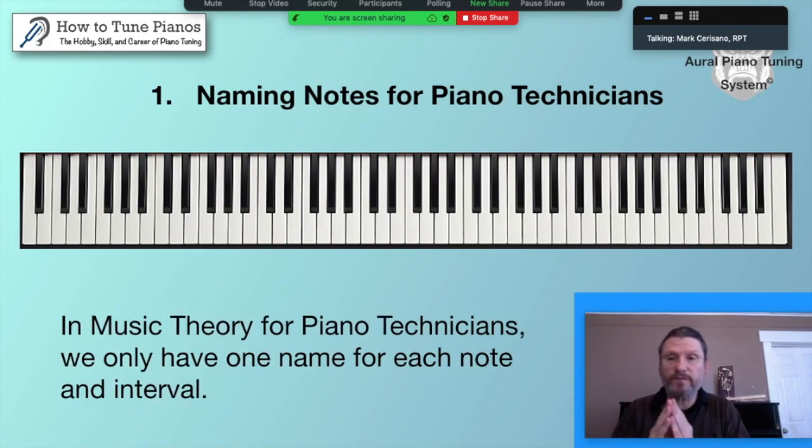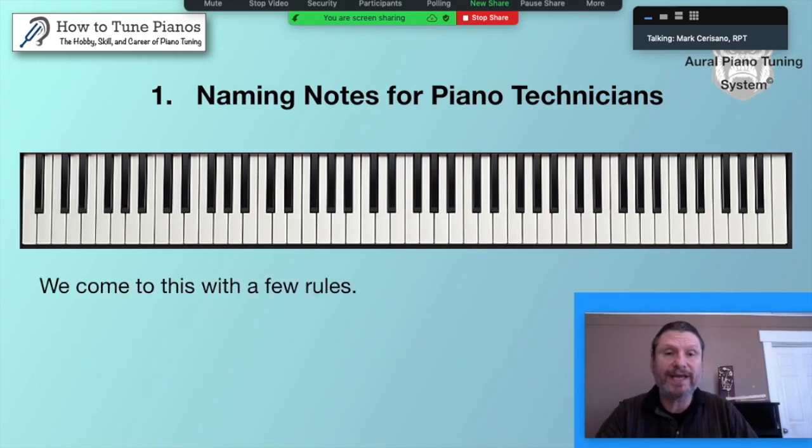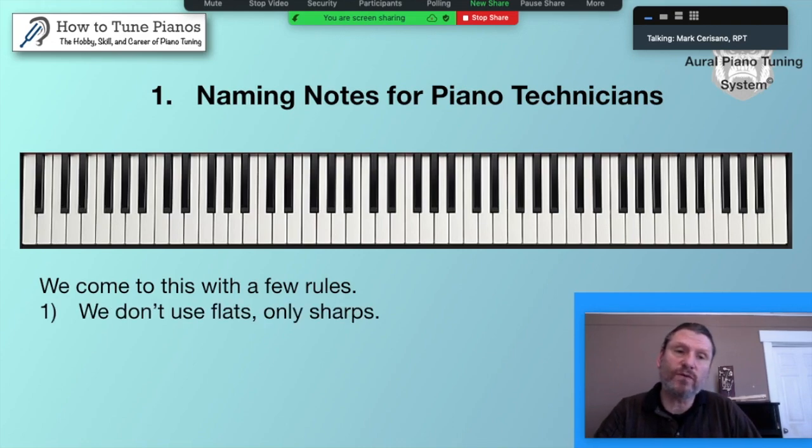In music theory for piano technicians, this whole idea of how we're naming these notes, we only have one name for each note and interval. And this comes from the following rules. One, we don't use flats, we only use sharps. Now, some people have an issue with this, and I certainly accept that and recognize it. However, if you are a good musician, you should not have a problem with naming these notes as sharps.